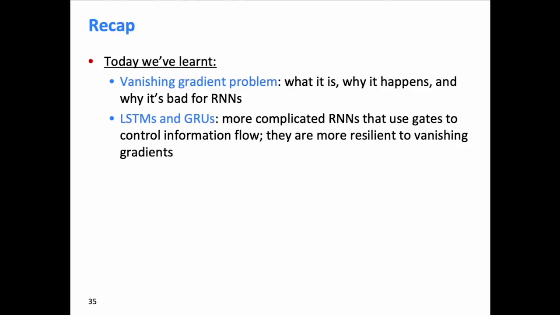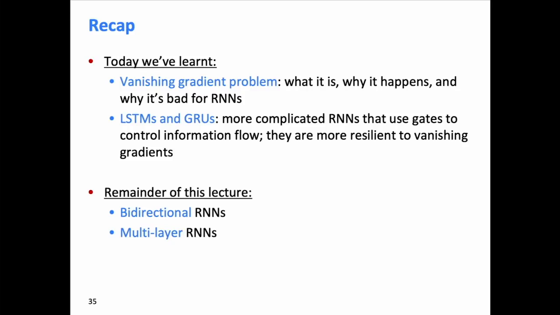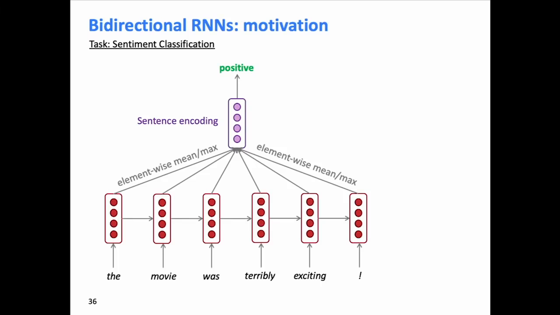Okay, for the remainder of this lecture, we think we've got about 20 minutes left. We're going to be learning about two more advanced types of RNNs. The first one is bidirectional RNNs, and that's all about information flowing left to right and right to left. Then we're also going to learn about multi-layer RNNs, which is when you apply multiple RNNs on top of each other. I'd say that both of these are pretty simple conceptually, so it shouldn't be too hard to understand. All right, so let's start with bidirectional RNNs.